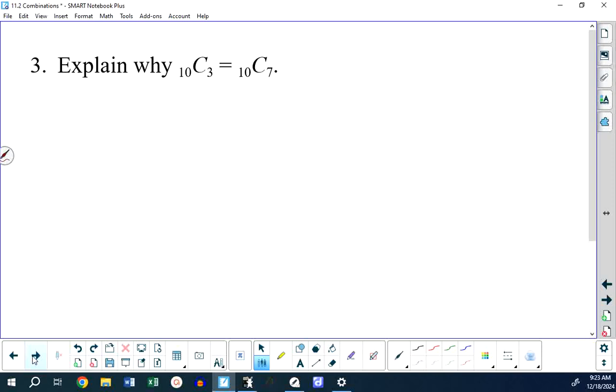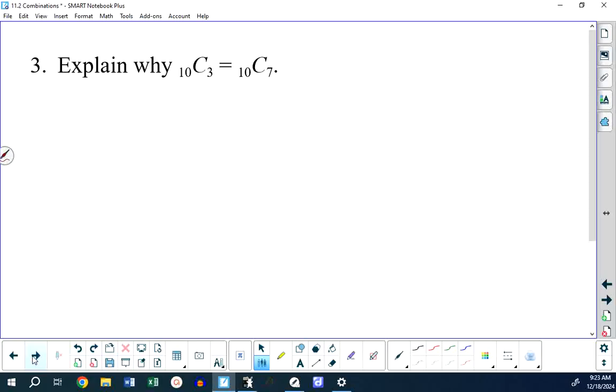Anybody have an idea? Yeah? I'm not sure, but it's because it's 3 away from being the maximum of 10, and 3 away from being 0. Where does the 7 come into it? Well, 7 is 3 away from 10. Okay, so what you're noticing is that 3 and 7 add up to 10. That's just another way to describe what you told me. That 3 is 7 away from 10 and 7 is 3 away from 10.